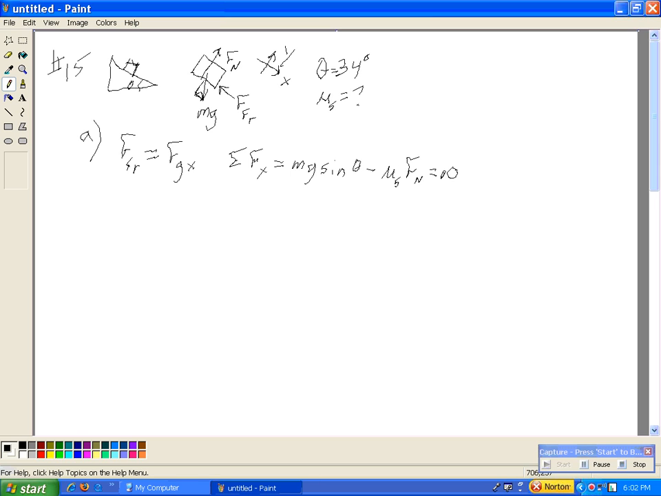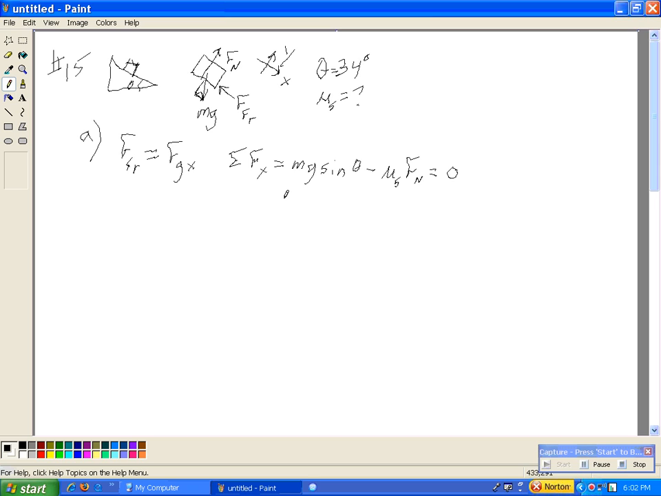We know that it won't have an acceleration, not because we know it, but because that's what they're asking us. They're asking us what's the necessary coefficient of static friction so that it won't move.